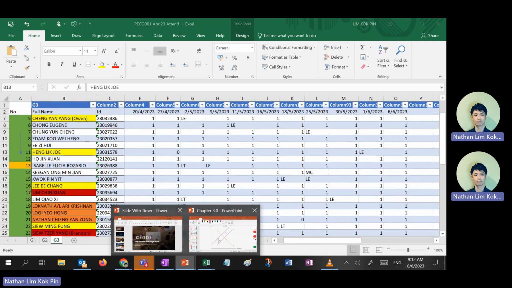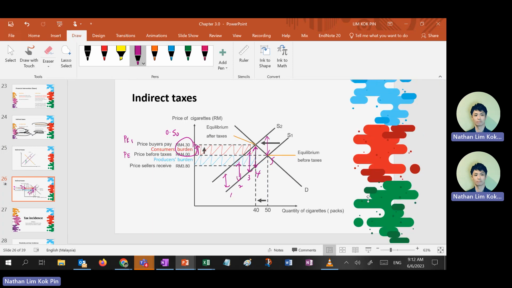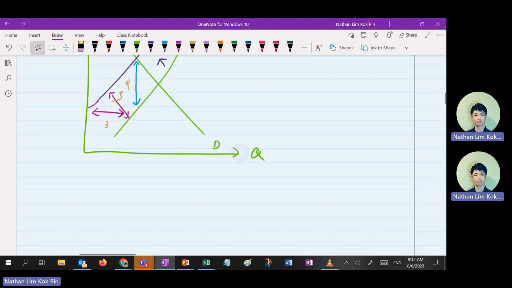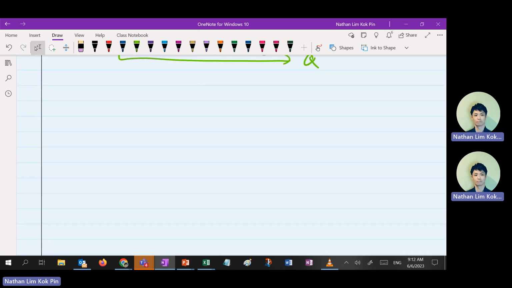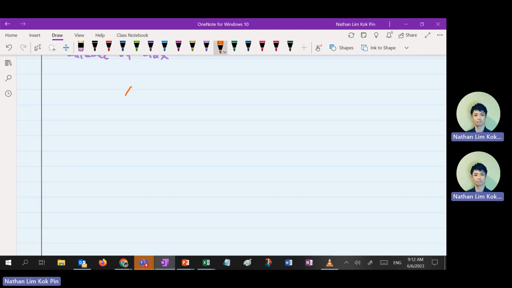Okay, let's continue. Next one is to draw this one. Tax burden. I'll share with you how to draw. Please pay attention. Right? This is known as incidence of tax. Let's see properly how to draw.